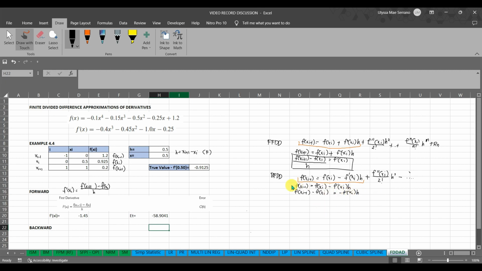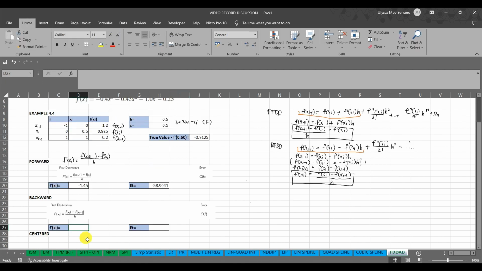So let's multiply both sides by negative 1, or just transpose all the terms, in order to have a positive representation of the first derivative. So it will be the first derivative at x sub i times h equals the function of x sub i minus the function of x sub i minus 1, and divide all sides by h. So we will have the first derivative of the function at x sub i equals the function of x sub i minus the function of x sub i minus 1 all over h. So we will now be able to find the approximate value of the first derivative applying backward finite divided difference.